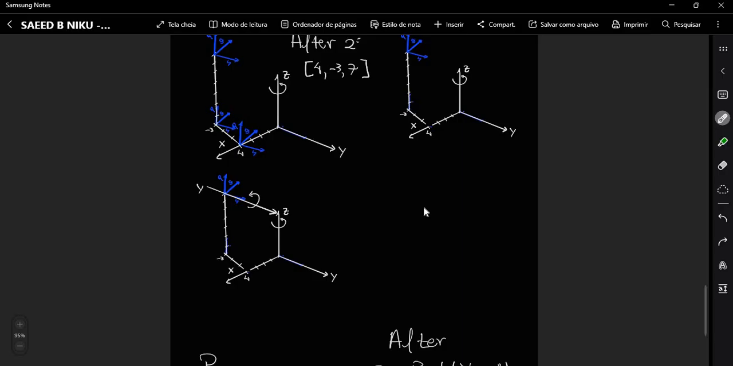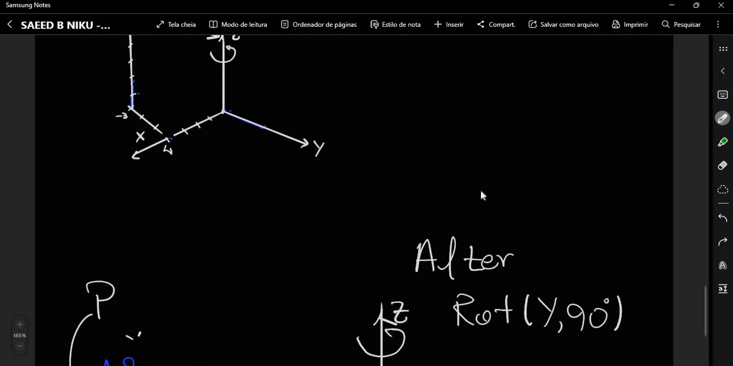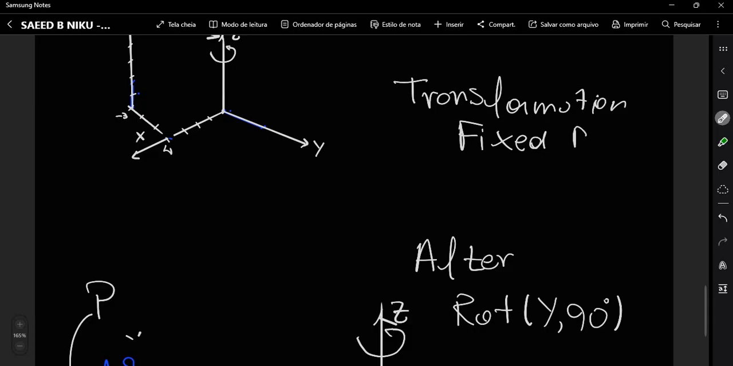Okay, in the next video we will keep talking about transformations, but this whole time we have been talking about transformations based on a fixed referential, and in the next video we'll talk about how they can be done with rotative referentials.